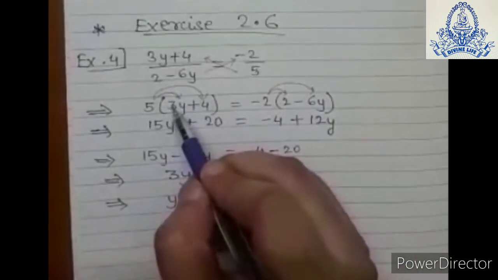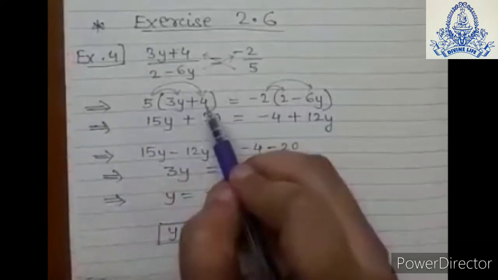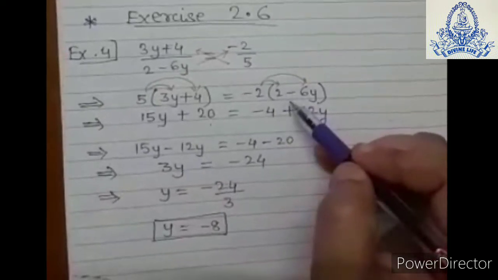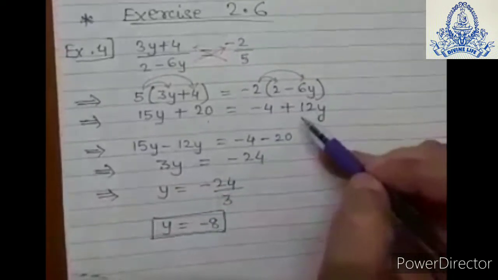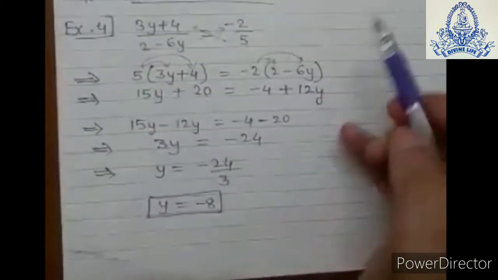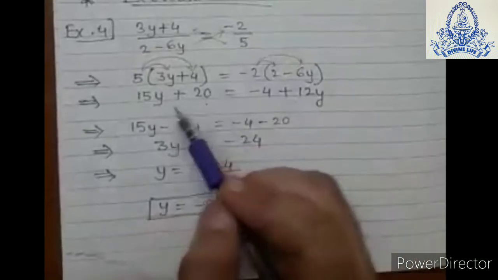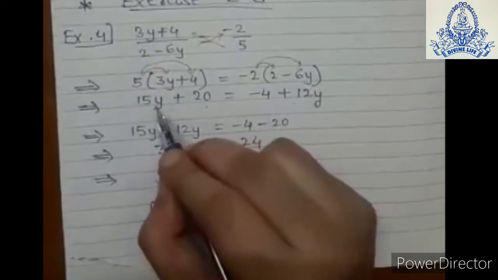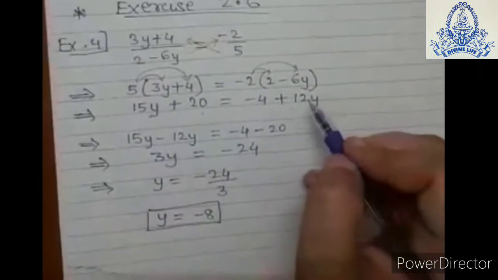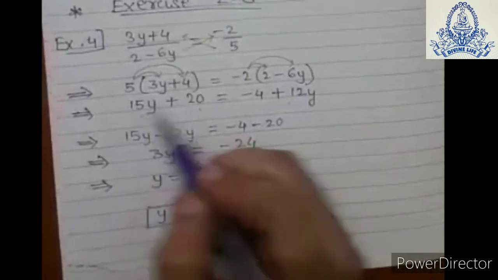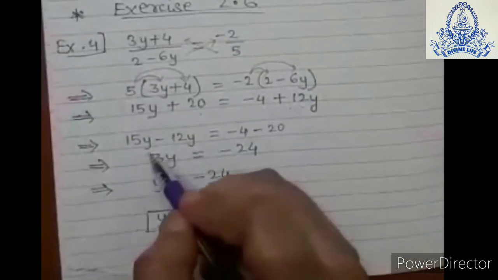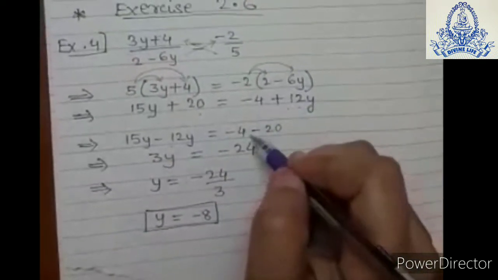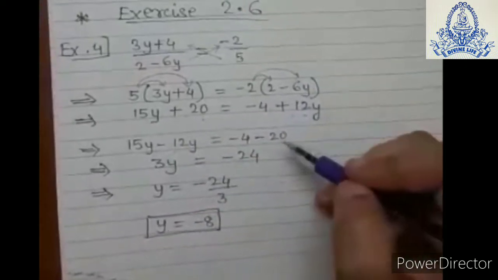Okay, so 5 into 3y, that is 15y, plus 5 into 4 is 20, is equal to -2 into 2 is -4. Okay, so -2 into -6y, that is plus 12y. Now see, again we have come to that step that both the sides have variables. Okay, so see, this is a y term, this is also a y term. So bring the y terms together. So 15y, okay, this 12y is on RHS, so bring it to LHS. It is positive here, so bringing it to LHS it will become negative. So -4, bring this plus 20 to RHS, it will become negative.